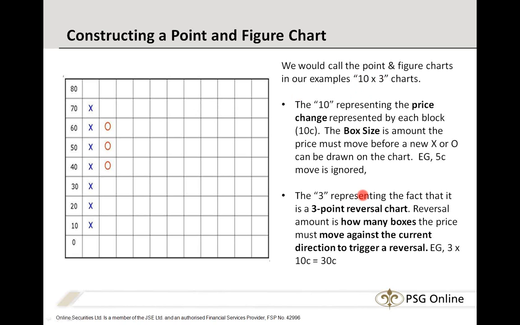The 3 represents what we call the 3 point reversal chart. Okay, the share price must move at least 3 times the box size before we have a change in trend and create a line of noughts and crosses. Okay, so in this situation, the share price must move 3 times 10 cents, in other words, 30 cents before we have a change in trend. And you'll see that we draw the next column one row lower. Okay, and that's how we start building up the charts.